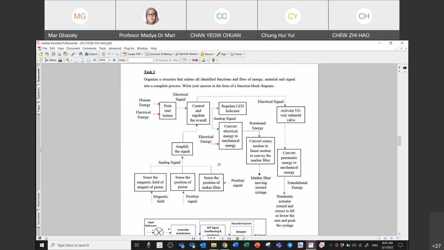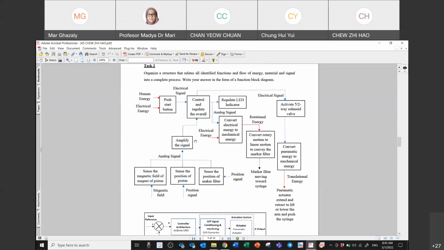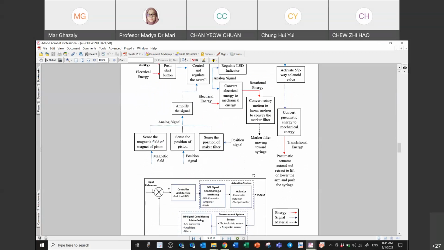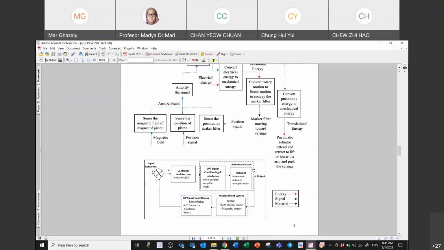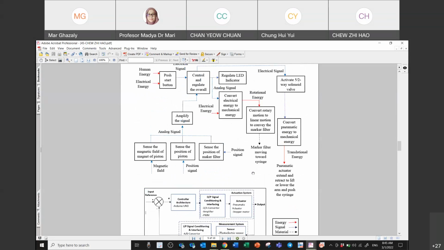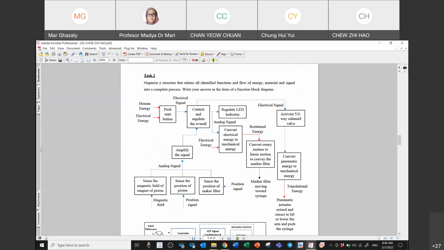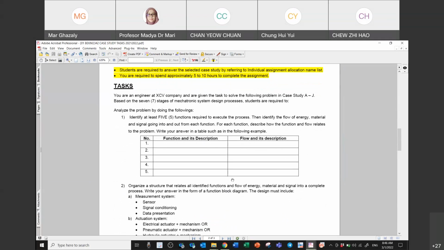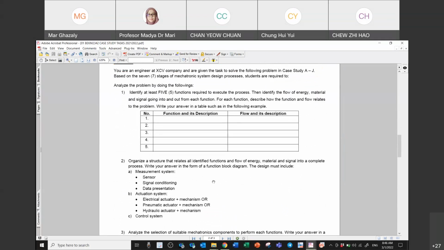Okay, task 2 is the organized structure. So basically you're going to start from the first part: human energy, push start button, control regulate. Task 2, organized structure.